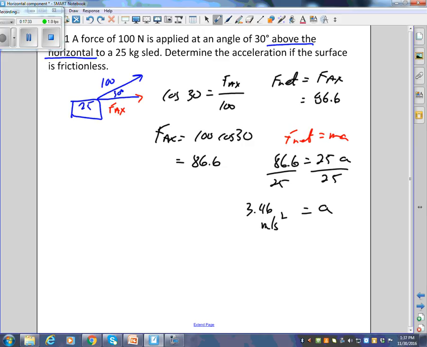Really, that's just a two-step problem. You could argue with me that it's a three-step if you want. You might win. I don't usually get too excited about those. It's not a bad idea to do it.